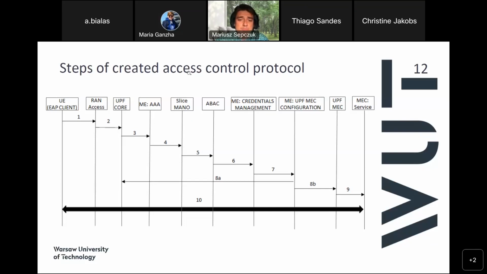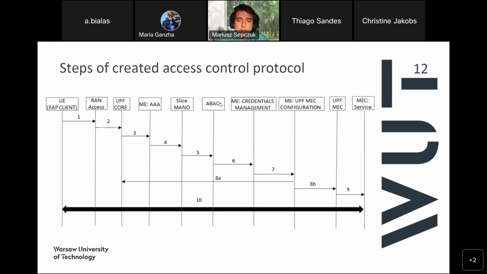and enriches previously collected information with the data about this slice possibility, and sends this information to the ABAC module. And the ABAC module checks data collected from the slice mano in the context of some policies which are located in the local ABAC policy database.